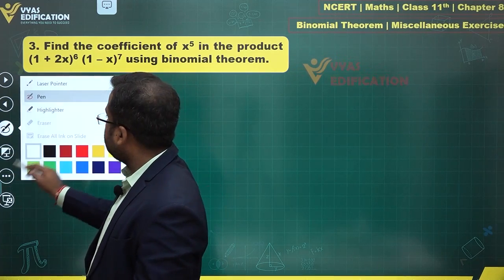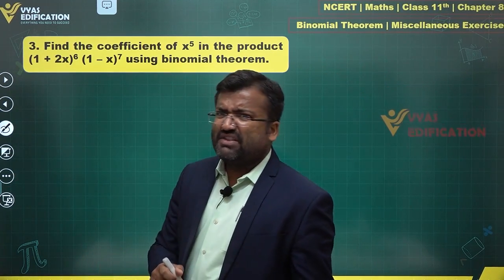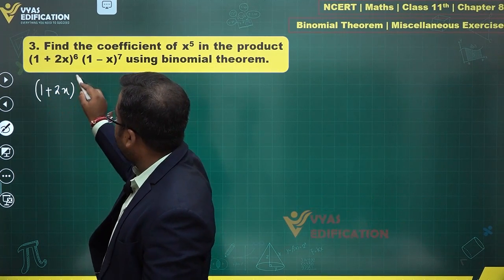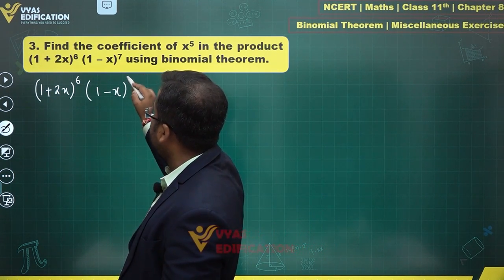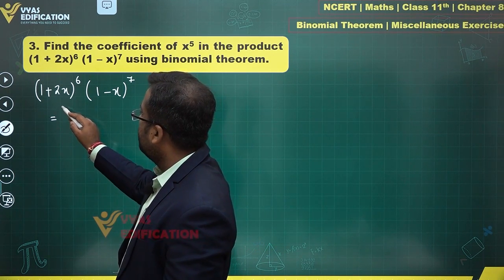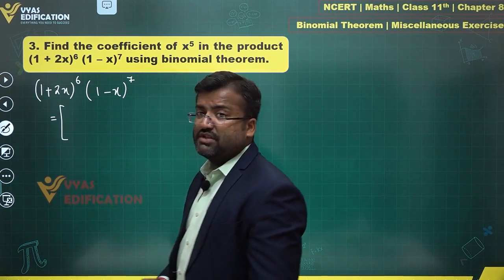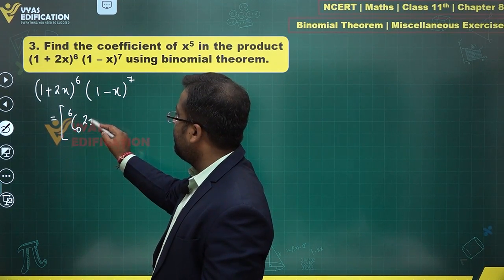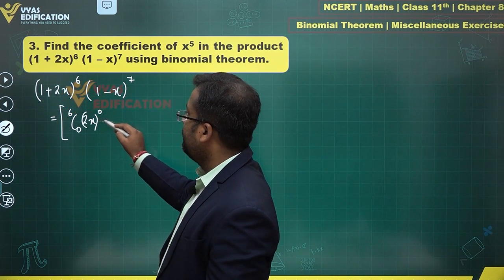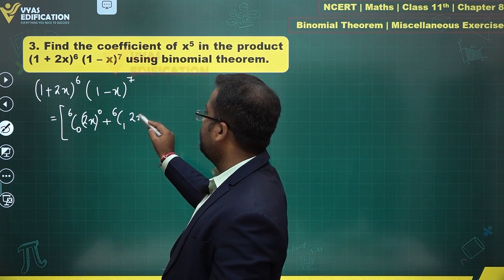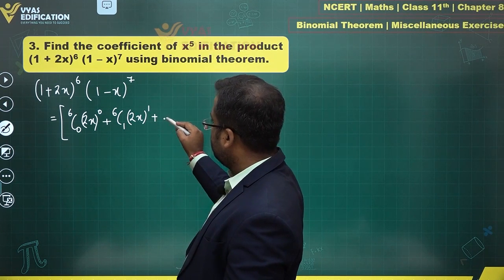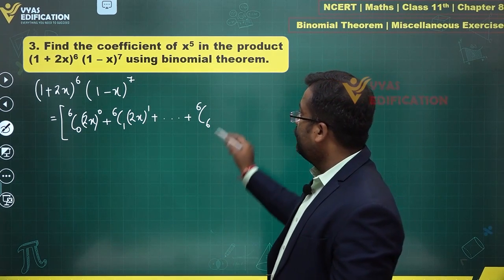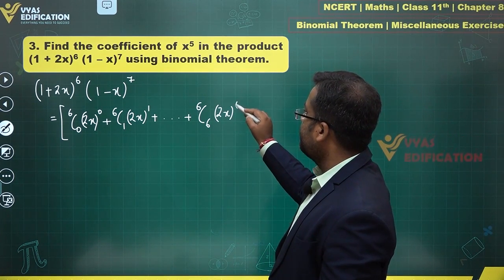So let's expand (1 plus 2x) power 6 first. (1 plus 2x) power 6 times (1 minus x) power 7 will be equal to what? Let's write this product. (1 plus 2x) power 6 is 6c0, 1 is gone, 2x power 0 is what you'll get, plus 6c1, 2x power 1, plus dot dot dot, the last term will be 6c6, 2x power 6.